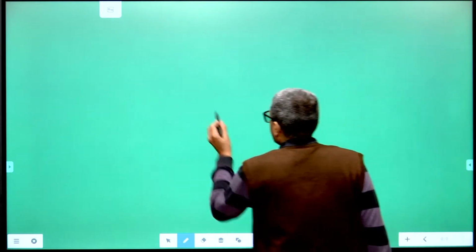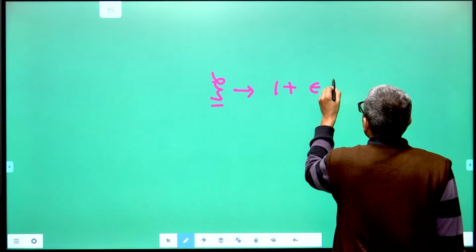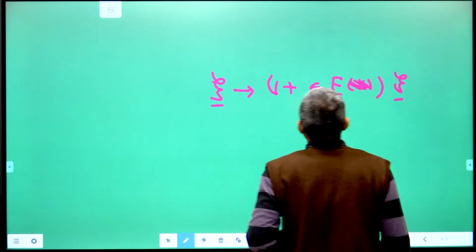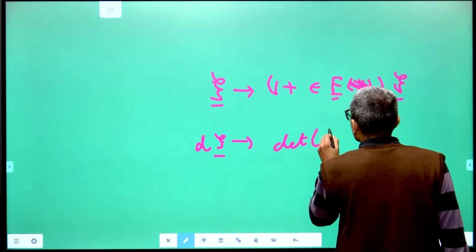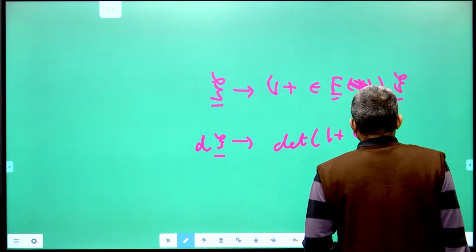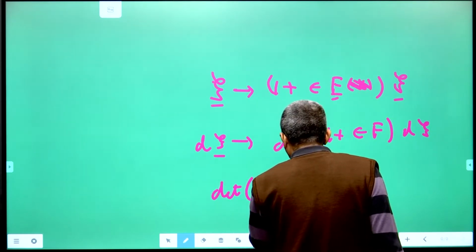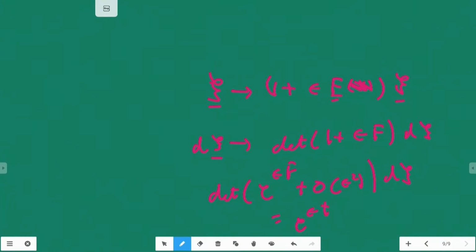See, what happens is that if you take any vector, for example any vector xi, suppose this undergoes an infinitesimal transformation of the form 1 plus epsilon times a matrix valued function of x times xi, where epsilon is an infinitesimal parameter, then how much does d xi change by? D xi according to the Jacobian rule changes by the determinant of 1 plus epsilon f into d xi. The determinant of 1 plus epsilon f can be written as the determinant of e power epsilon f plus order epsilon square, which is equal to e power epsilon trace f plus order epsilon square into d xi, which is equal to 1 plus epsilon trace of f into d xi.